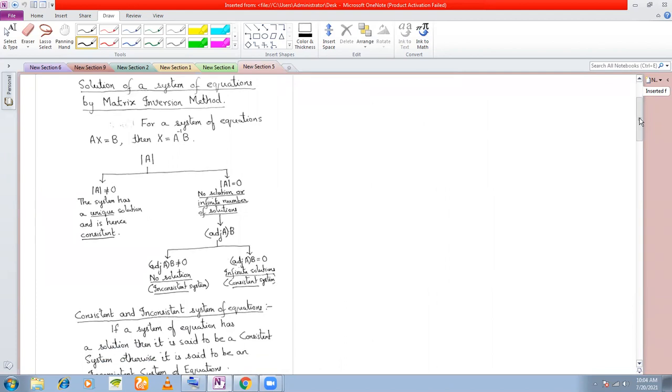We start with something new, and the new part is how to solve a system of equations. System of equations means given two simultaneous equations in two variables, or three simultaneous equations in three variables. The max that you are going to get is three variables and three equations. How to solve such equations by the matrix inversion method. Otherwise, even if the solution is not given, you can check whether the system has a solution or not.